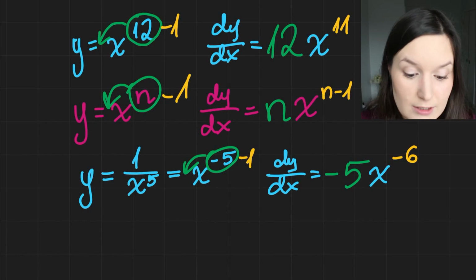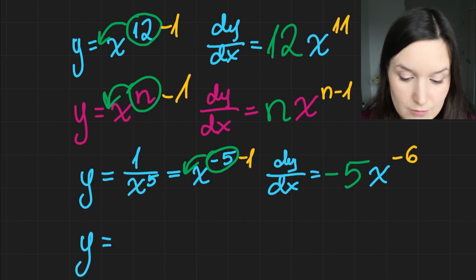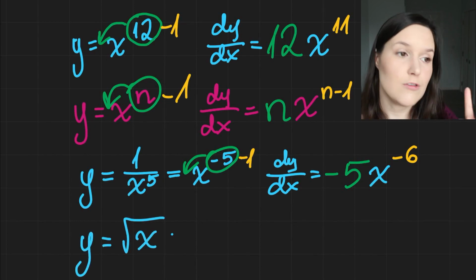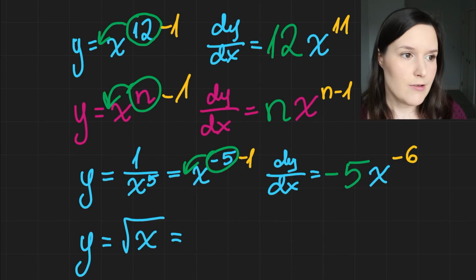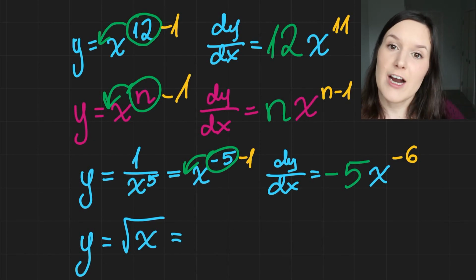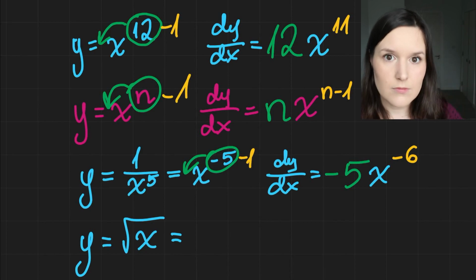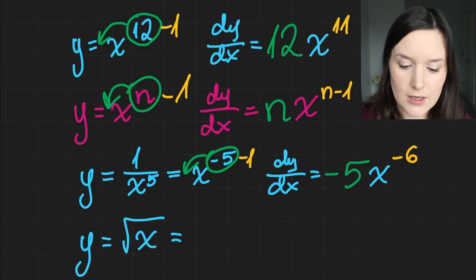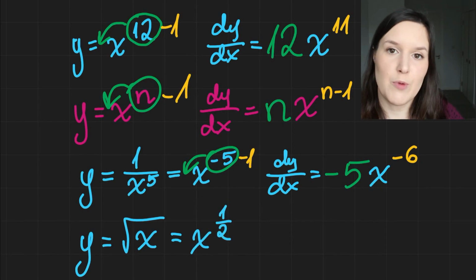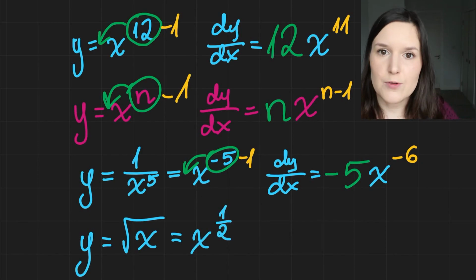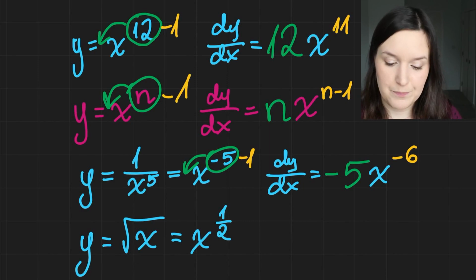Then let's try another example. Let's try roots. Why not? I like roots. Roots can also be written as a power. A root is a power which is a fraction. Square root is a power 1 over 2. Cube root would be 1 over 3. Fifth root would be power of 1 over 5.